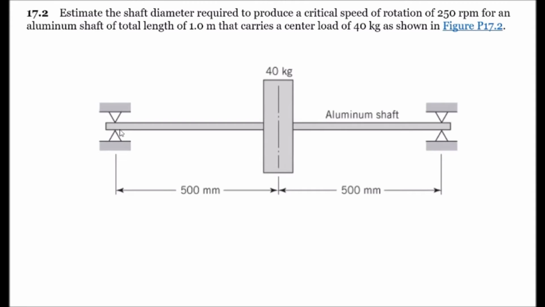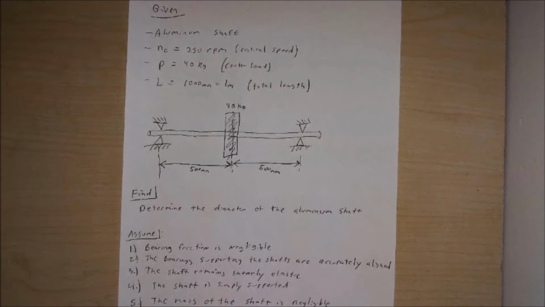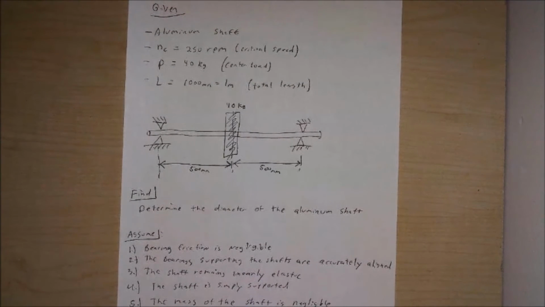So again, here's the diagram below. Here's our aluminum shaft, total length 1 meter, or L over 2 is 500 millimeters. We have our center load right here of 40 kilograms. So now we've had a chance to go through our problem statement and look through our given schematic diagram. The next thing we want to do is go through everything that they give us, and write out our variable names, our values, our units, how it relates to our given schematic diagram, what they're asking us to solve for, and any assumptions that we might make in the solution for our problem.